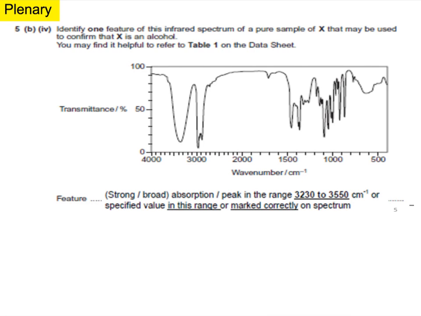So you have to say, absorption peak in the range of 3230 to 3550. See how it's underlined? If you didn't include the wave number, the range, you could not get the mark, even if the rest were perfect. The only other way you get the mark is if you give a specified value in this range, or mark correctly on the spectrum.